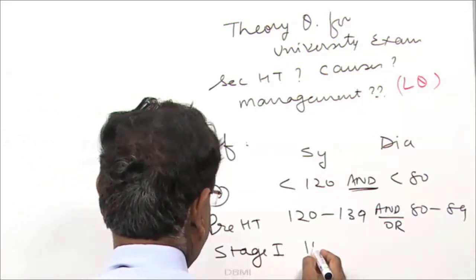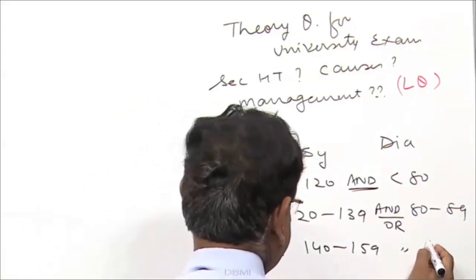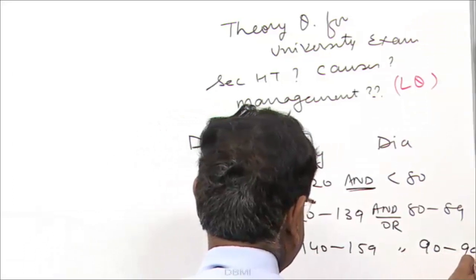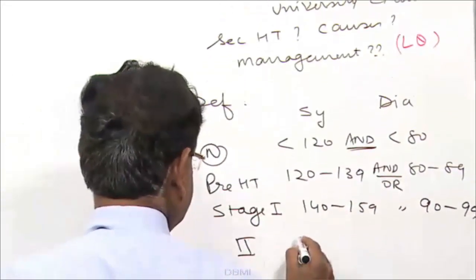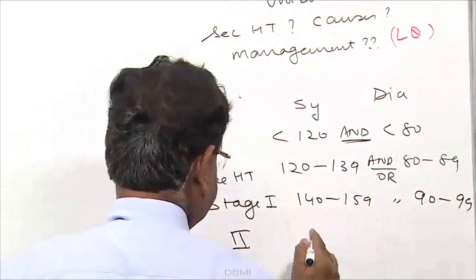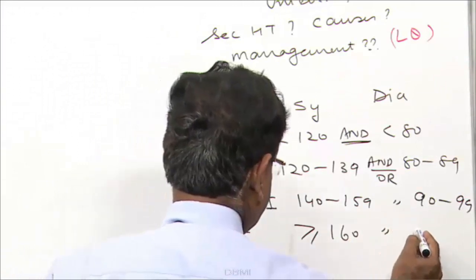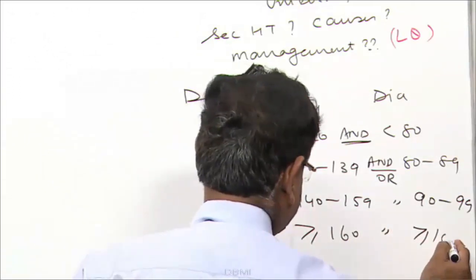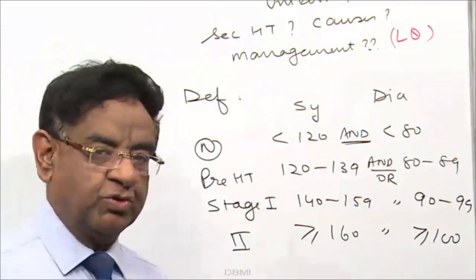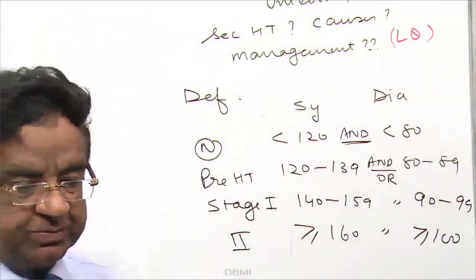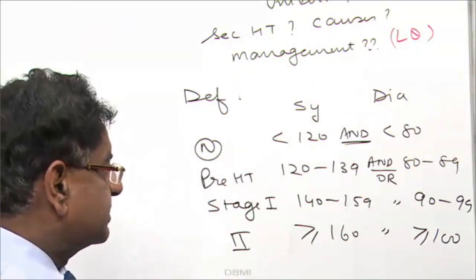Then we have stage one: 140 to 159 and or 90 to 99. Stage 2: more than or equal to 160 and or more than or equal to 100. First you note down, I hope, first you note down. Then I'll tell you what question is going to ask you. The theory question, if it comes, you have to write the definition like this.